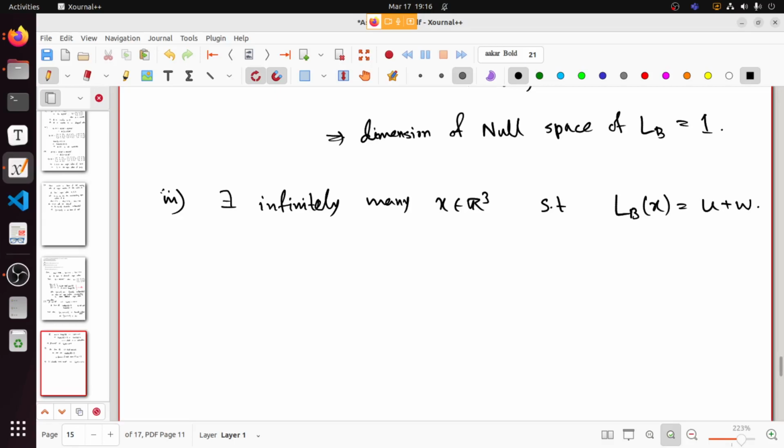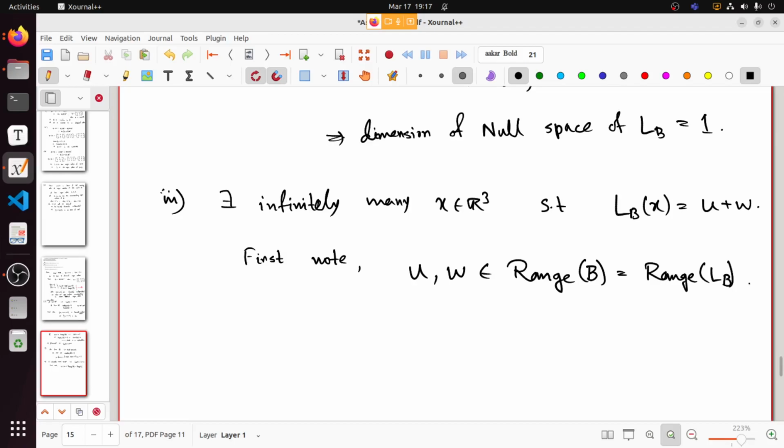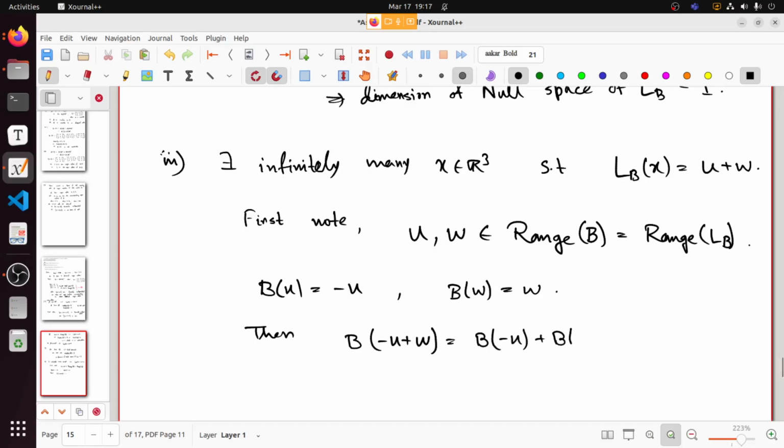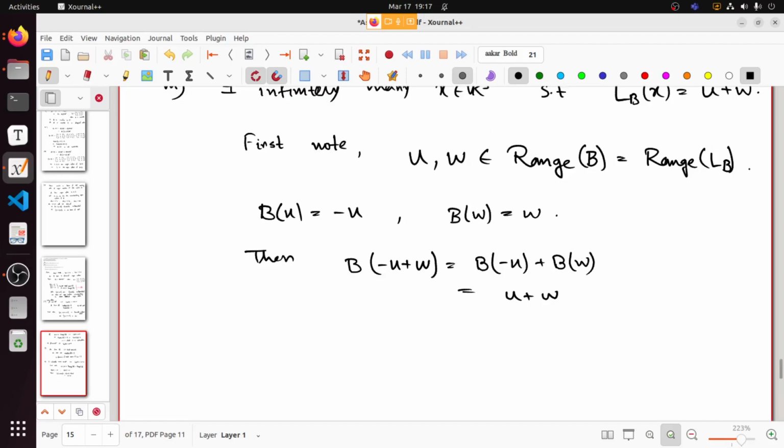First note that u and w both are in the range space of B. Range of B, so this is the range of LB, right? And what is B of u? We have seen that this is minus u, and B of w is w. So then what will happen? B of minus u plus w, where will it map? B of minus u plus B of w, so this will be u plus w. So it will map this vector to u plus w, right?